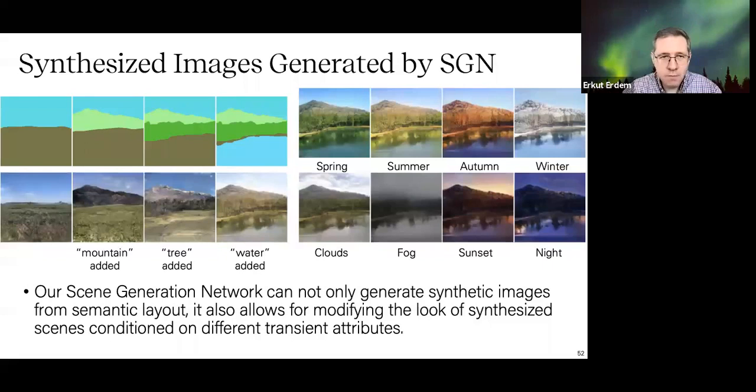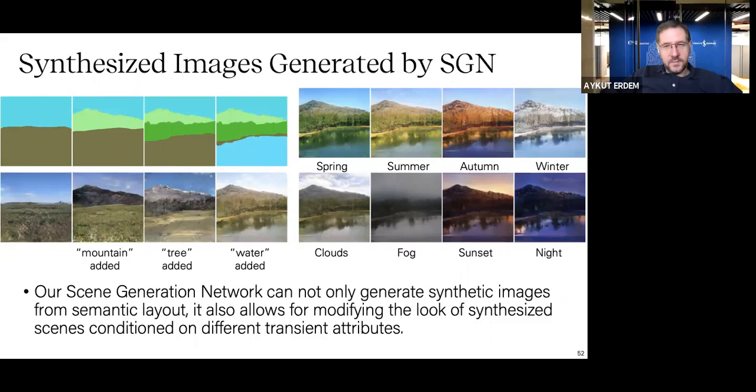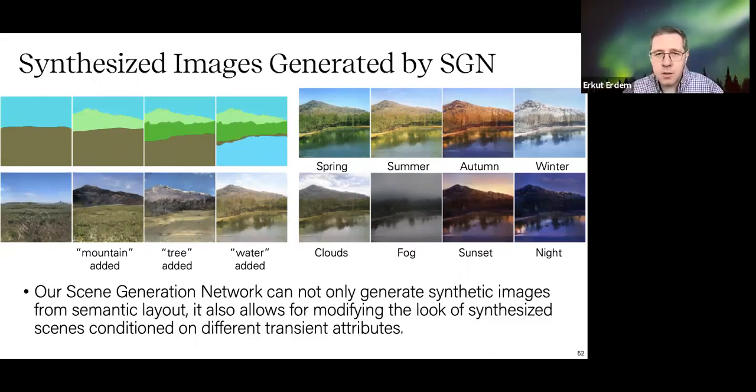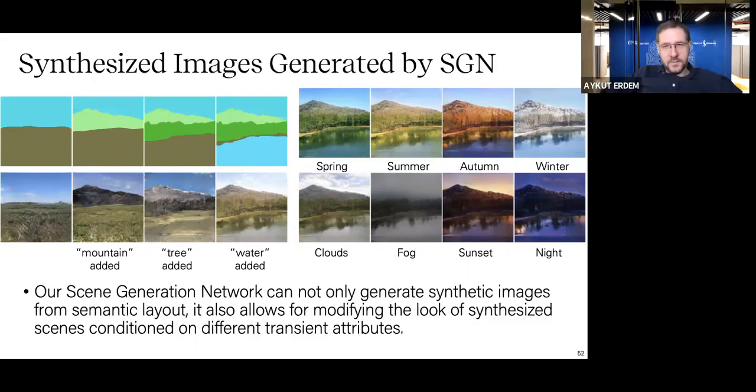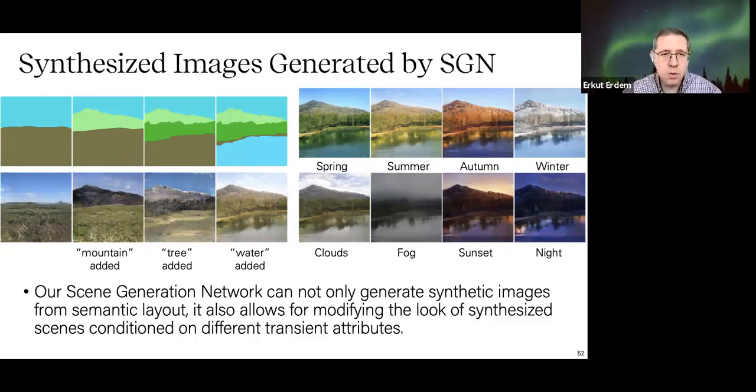But then once we have a synthetic image like that, as I said before, we have the ability to play with the look of these scenes by changing or manipulating the values of our transient attributes. So for instance, for the last image generated using mountains, trees, water, grass, and sky, we can play with the attributes as seen on the right-hand side.